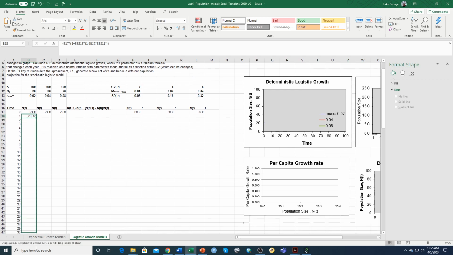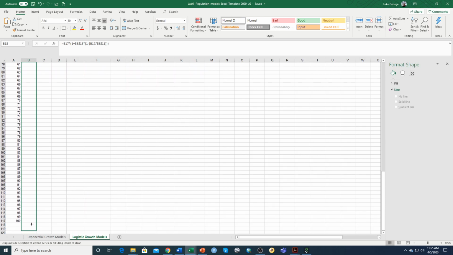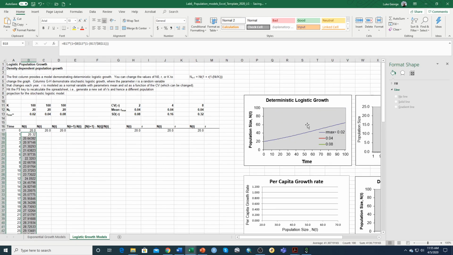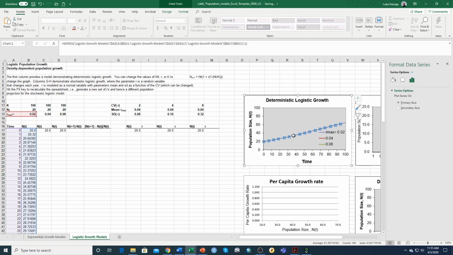Once we got that, all we have to do is copy it down to 100, and bingo, presto changeo, it's plotting the population size over time. One cool thing you can always do to make sure you're plotting the right values in Excel is click on that line on your plot, and it'll highlight the X and Y values that you're using. Okay, that looks right.